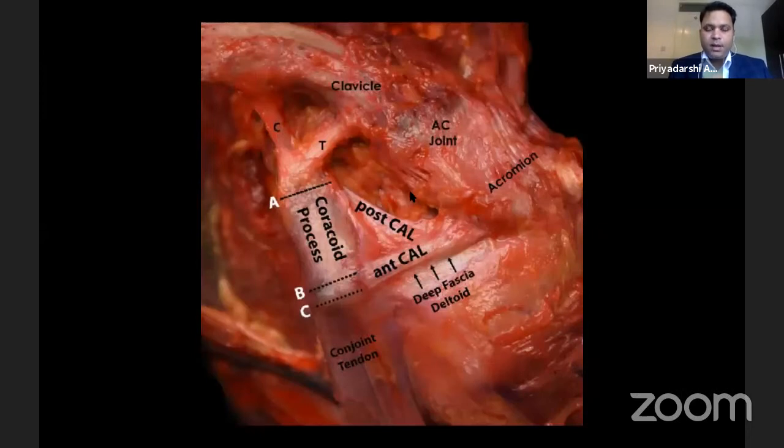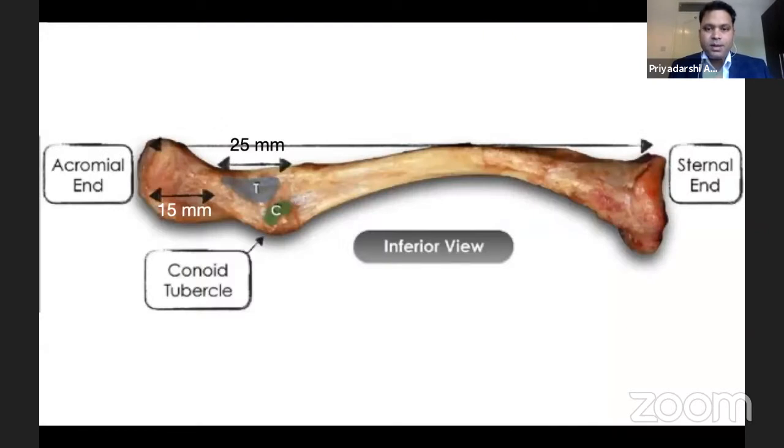Now again, the same thing, coracoid process here, and you can see these two ligaments inserting into the inferior aspect of the clavicle, and that's the acromio-clavicular joint. To understand better, we look at the inferior view of the clavicle bone. So that's the acromial end. Next would be the acromio-clavicular joint. And that's the trapezoid ligament attachment, which is slightly anterior, and that's the conoid ligament attachment slightly posterior onto the conoid tubercle.